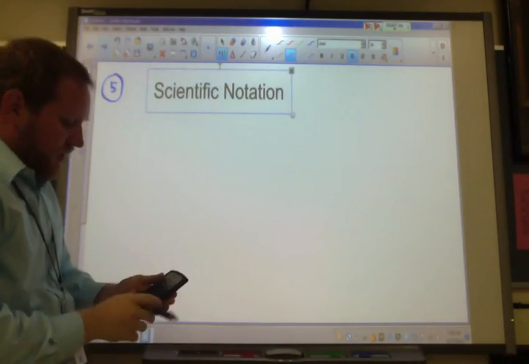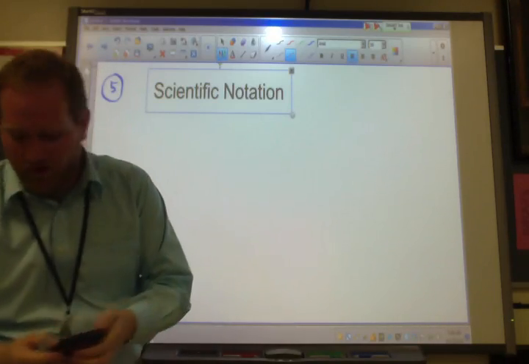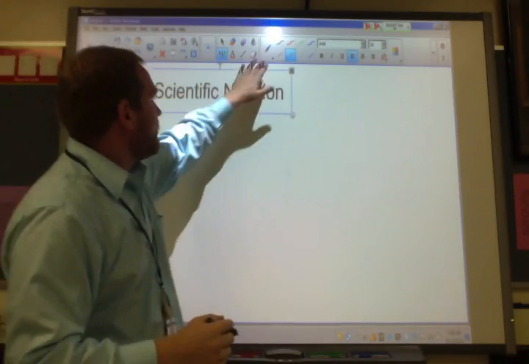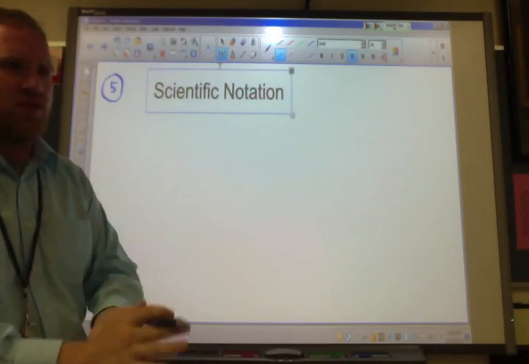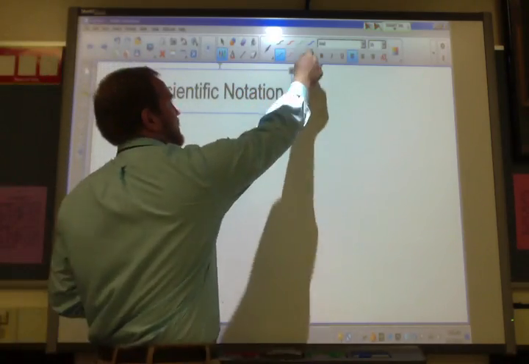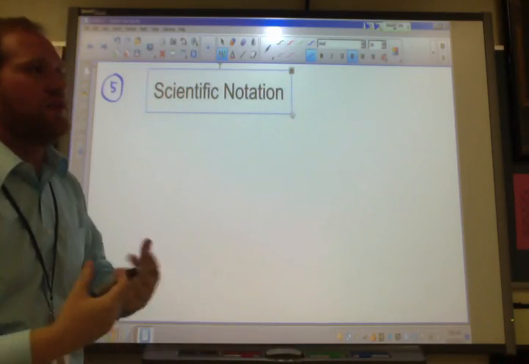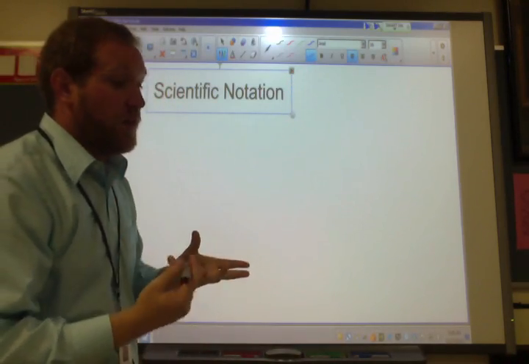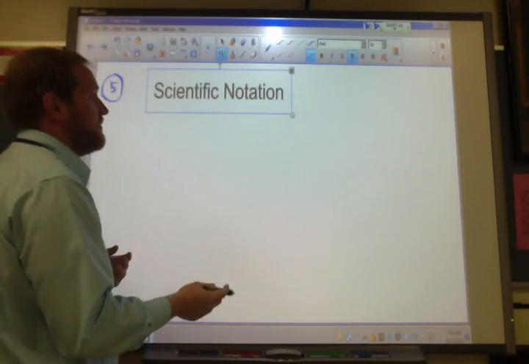Scientific notation. This is number 5. Here I'm just going to kind of introduce the basics. I think most of you have seen this in the past. Scientific notation is a way to write very large or very small numbers in an easier way, especially when you're kind of working with them mathematically.